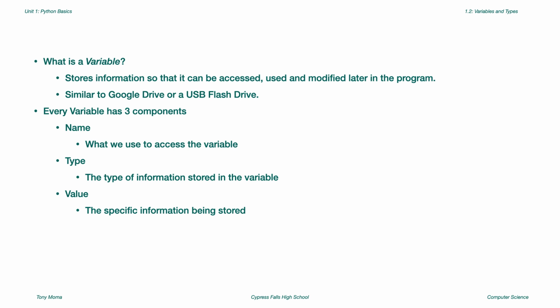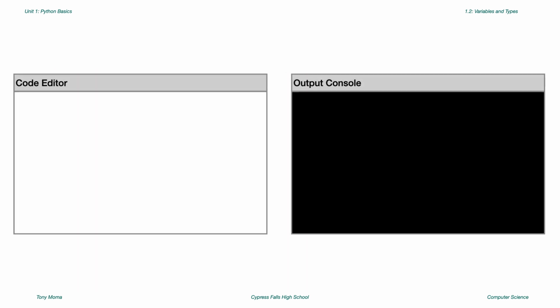So, how do we create a variable in Python? Let's go to our code editor and our output console. Here is an example of creating a variable in Python. Let's break down this statement piece by piece. The first part is the name of the variable. In this case, the name we're using is simply greeting.